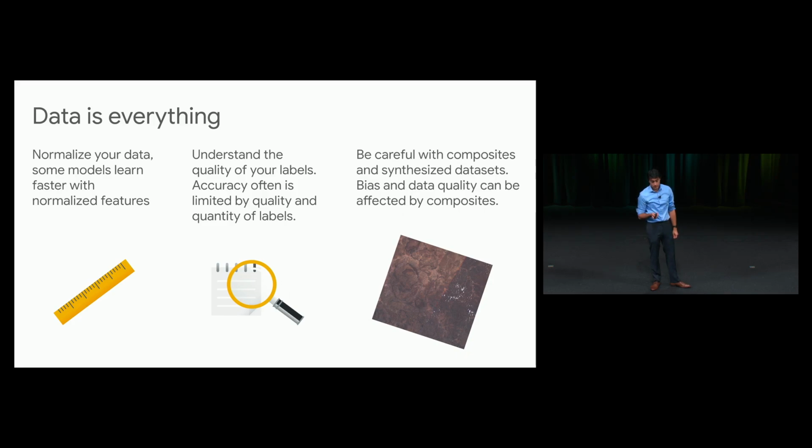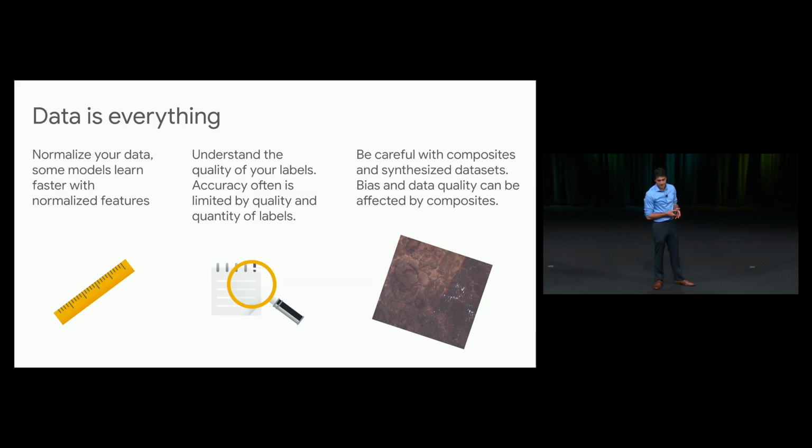The second thing is to understand the quality of your labels. Not every expert is going to agree, like, oh, this is a wetland or this is a marshland. Try to understand what decisions were made and whether certain labels are going to be debated. There's a lot that goes into that.